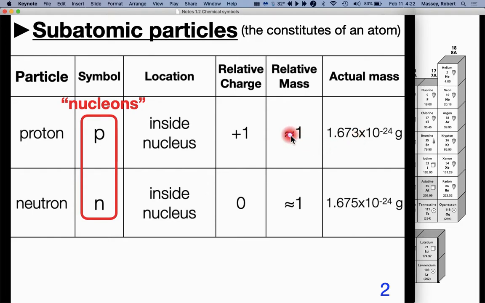Now, why these are not exactly 1, you'll need to wait until a little later in the unit when we talk about atomic mass and relative mass. That'll make more sense then.